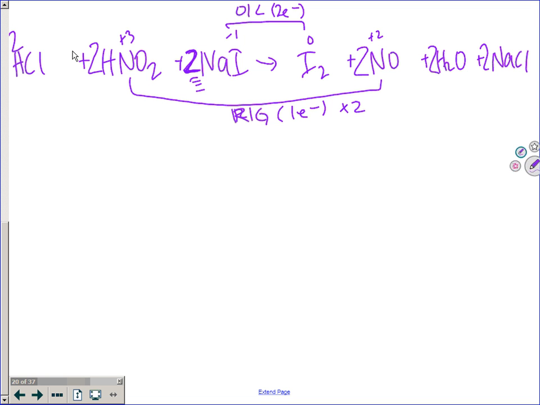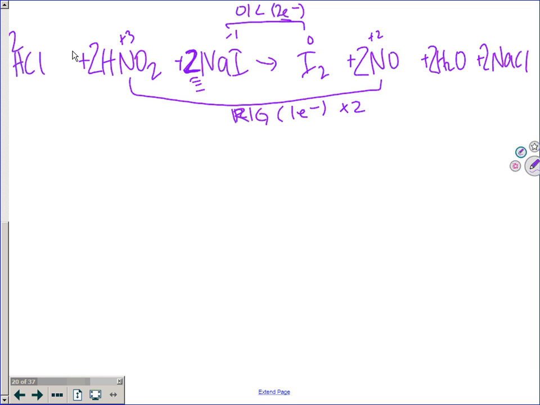Each of them with an individual oxidation state of -1 to 0. So individually, the iodines are changing by 1 electron, but with there being two of them, we now say overall there were two electrons exchanged. It's just recognizing that as you write this right here.